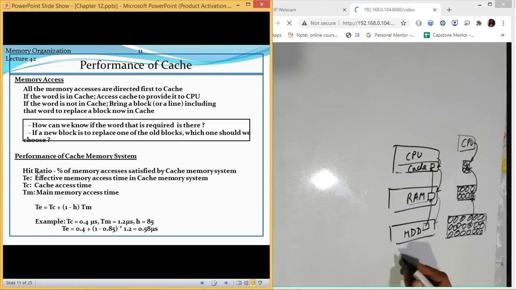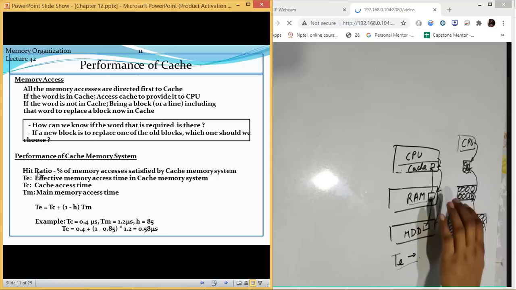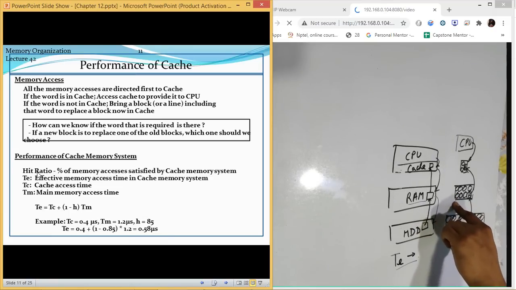Then we have another term known as TE. It is the effective time taken by your CPU to access the data inside cache. That is CPU effective time or TE. Then after this we have cache access time. After this we have TM. TM is the main memory access time. Like if your system is going to access main memory, how much time will it take? That is represented by TM.